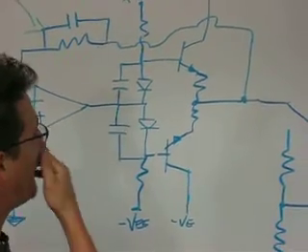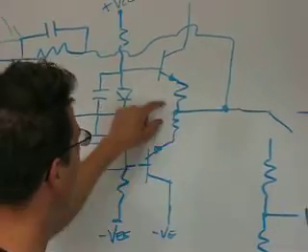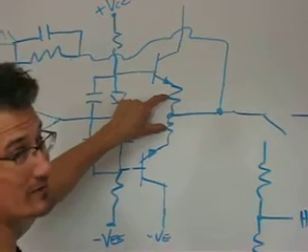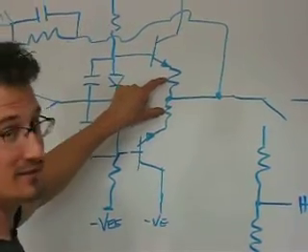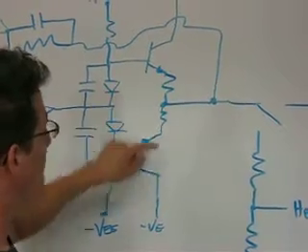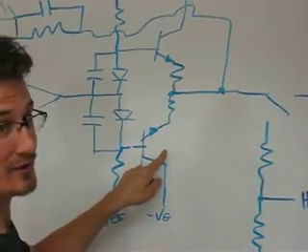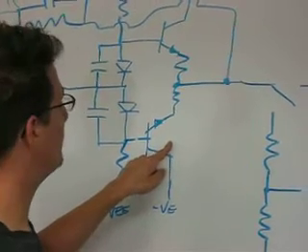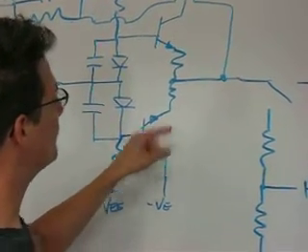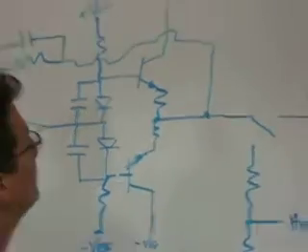Okay, so coming out we have our two emitter resistors. They're very low, about 1 ohm apiece. Basically they just keep these two transistors from cooking, thermal runaway and all that business.